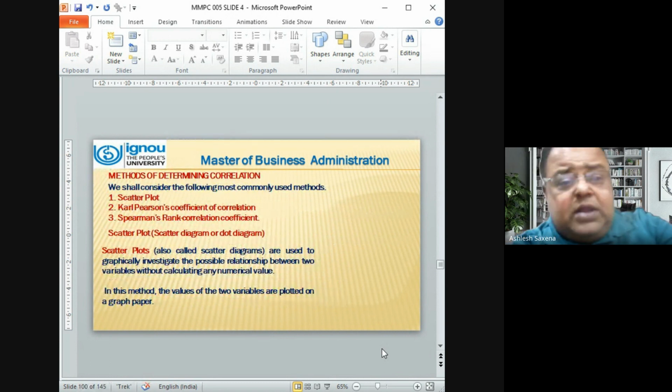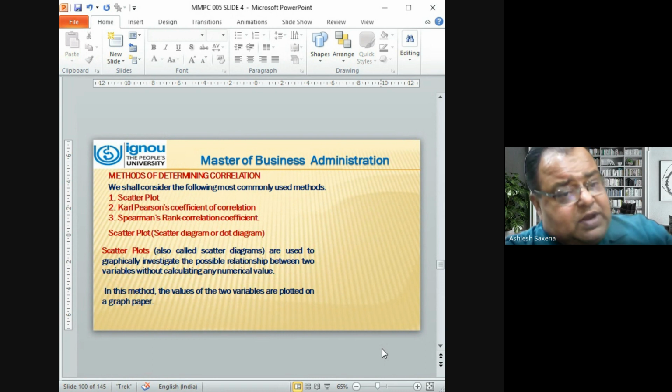What are the methods of determining correlation? There are three methods. First one is scatter plot. Second one is Karl Pearson coefficient of correlation. And the third one is Spearman's rank correlation. We will start with scatter plot, that is scatter diagram or plot diagram. A scatter plot is used to graphically investigate the possible relationship between two variables without calculating any numerical value.